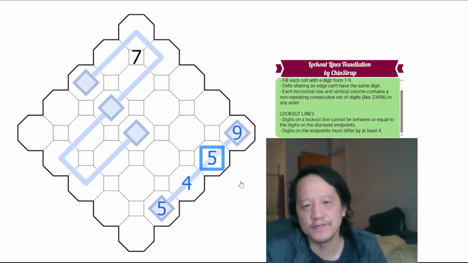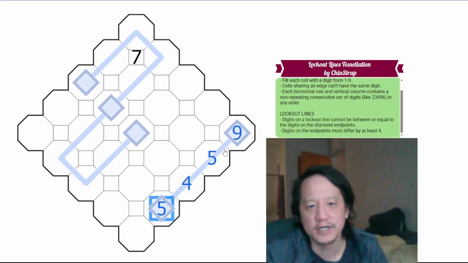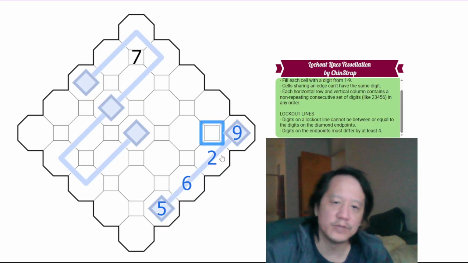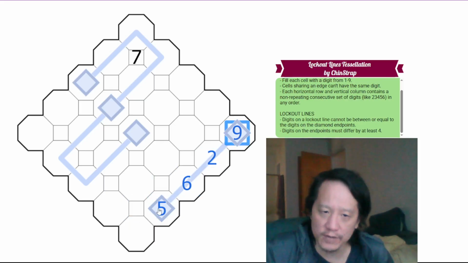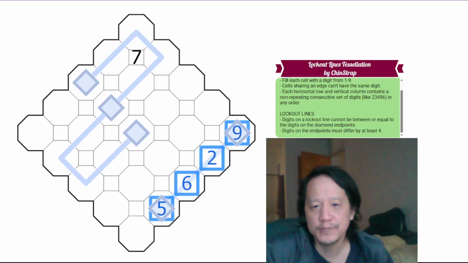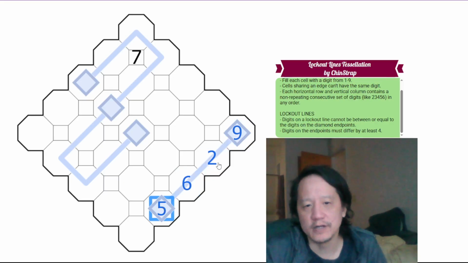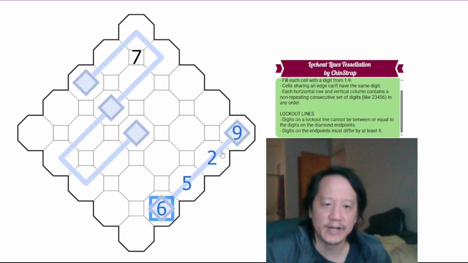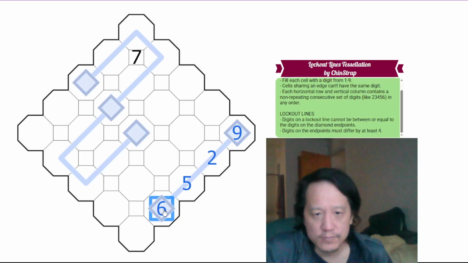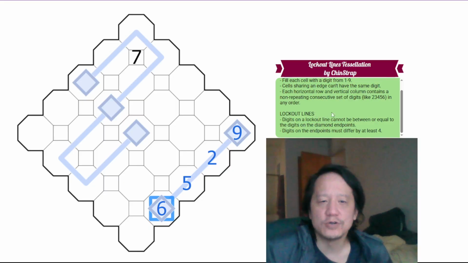So you could not have something like 5, 4, 5, 9, because 5 is the same as 5 on the corner. You couldn't have something like 5, 9, 2, 9, or 5, 6, 2, 9, because 9 would be the same as one of the diamonds, and 6 would be between 5 and 9, so that would not be allowed. And you could not have something like, say, 6 here and 5, 2, 9, because the endpoints do not differ by at least 4. And those are all the rules. If you'd like to play along, there's going to be a link in the description. And now, I'm going to get started.